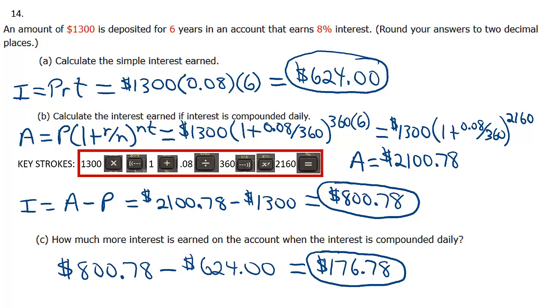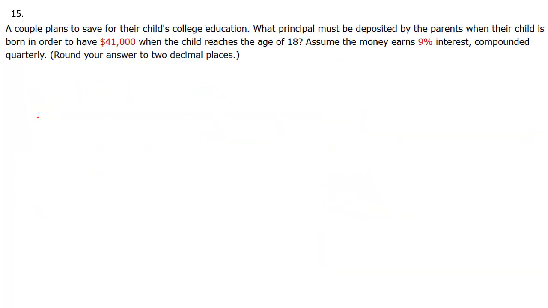So if you compound daily rather than just use simple interest, you'll make another $176.78 more than you would have had it been simple interest. 15. A couple plans to save for their child's college education.